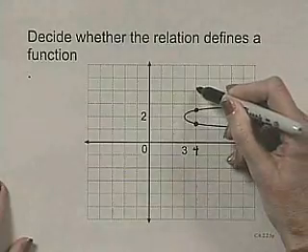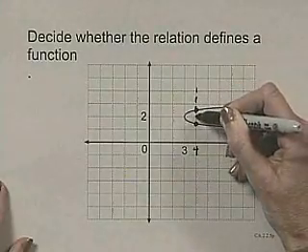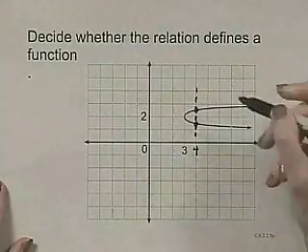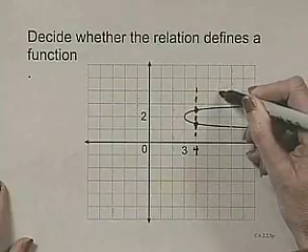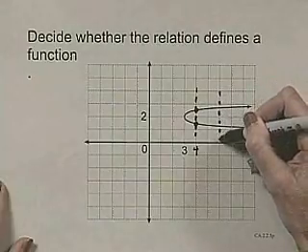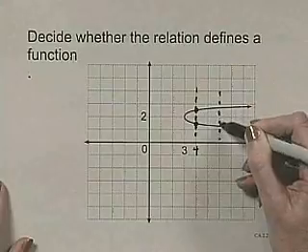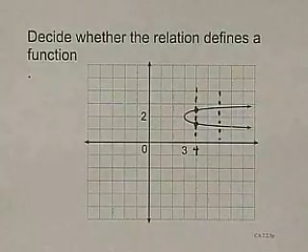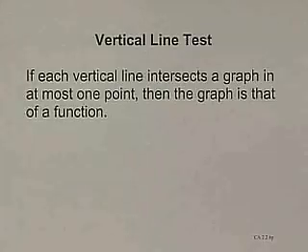Notice that both of these points lie on the same vertical line. In fact, what I can notice if I drew a vertical line, let's say over here, where x is 6, I would also have the same situation. Now, what that leads us to is something called the vertical line test, and we're going to look at that now. If each vertical line intersects a graph in at most one point, then the graph is that of a function. And so we can use this idea when we're looking at graphs.